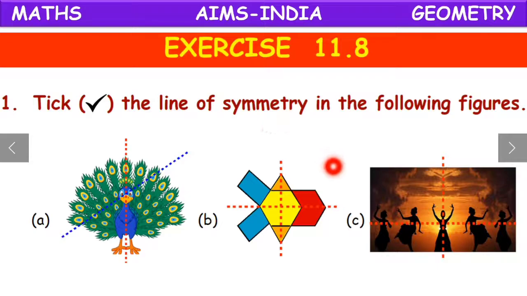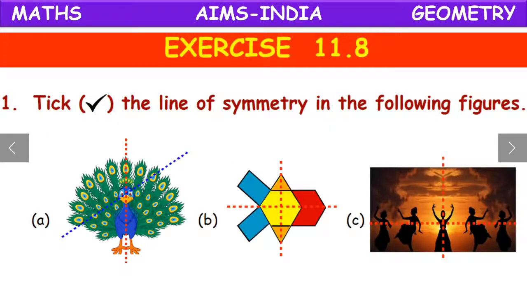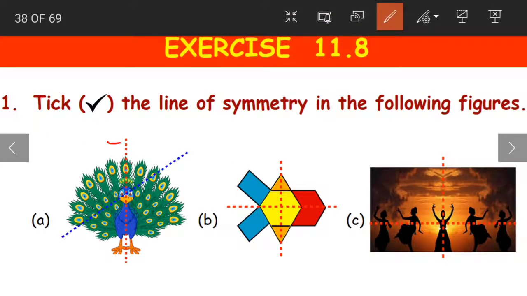Now tick the line of symmetry in the following figures. Now what should we do, children? In the figures, they have given us two lines, line 1 and line 2. Now from these two lines, only one is the line of symmetry. The other is not a line of symmetry. So we have to tick the line which is the line of symmetry.